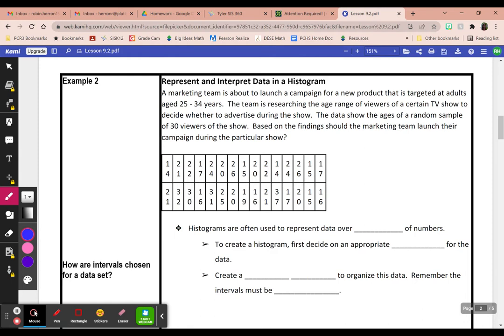Represent and interpret data in a histogram. Okay, so let's change here. Histogram is what we're looking at this time, and let's read what it says. A marketing team is about to launch a campaign for a new product that is targeted at adults aged 25 to 34 years old. The team is researching the age range of viewers of a certain TV show to decide whether to advertise during the show. The data shows the ages of a random sample of 30 viewers of the show. Based on the findings, should the marketing team launch their campaign during the particular show?